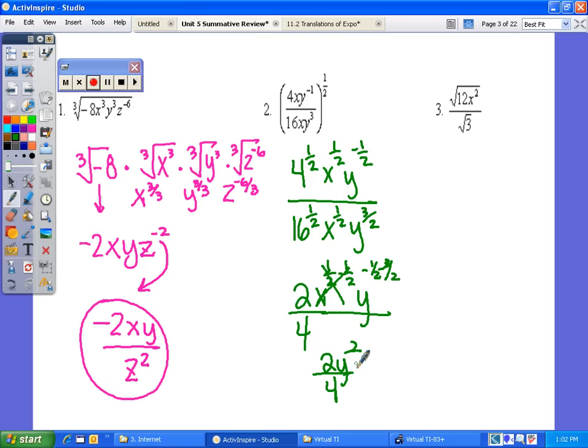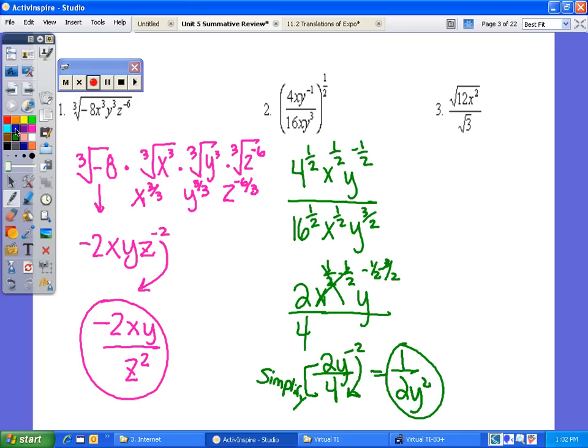Now you know that you're not allowed to have negative exponents. So you're going to drop that down. You want to simplify that to 1/2. So your final answer should be 1 over 2y to the second power.